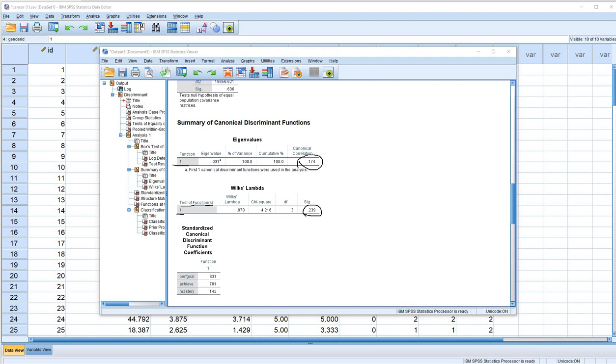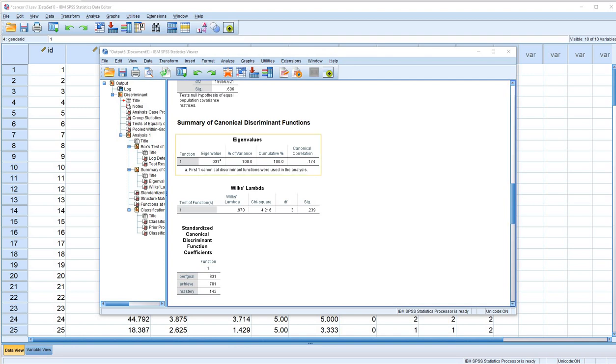Now note too that the canonical correlation is going to range anywhere from 0 to 1, and you can see right here that our canonical correlation is pretty low. In terms of its significance, you can see right here that the p-value is greater than our conventional 0.05 level. So it looks like the discriminant function doesn't do a very good job in terms of accounting for differences between groups.